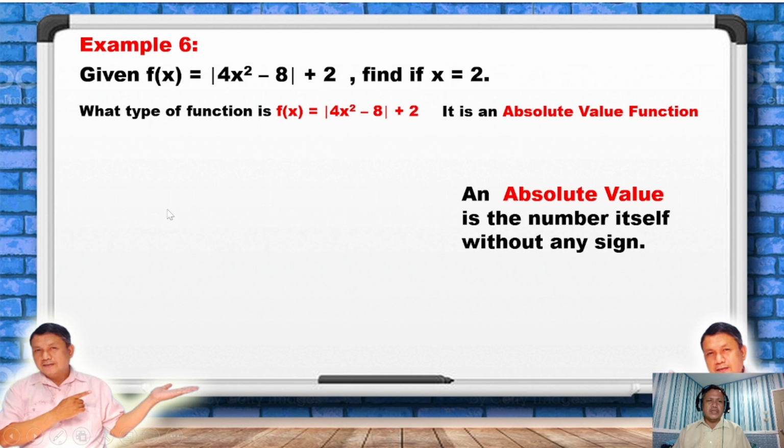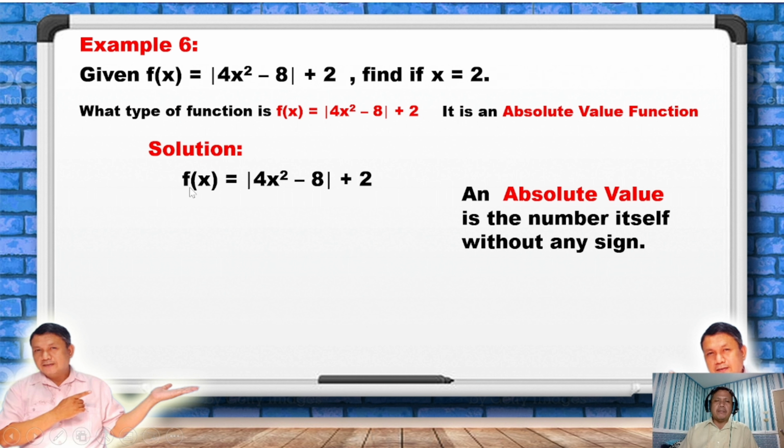Okay, let us solve number 6. So we have f of x is equal to the absolute value of 4x squared minus 8 plus 2. So again, papalitan natin ang x ng ano po? 2. Ito po yung given sa problem. So magiging f of 2 is equal to the absolute value of 4 times 2 squared minus 8 plus 2.